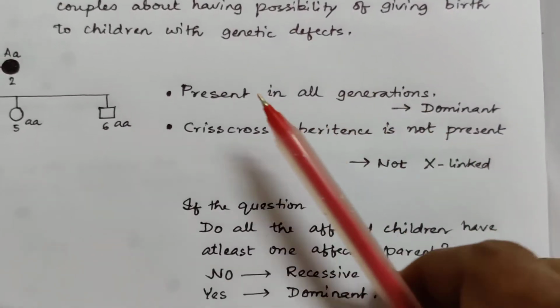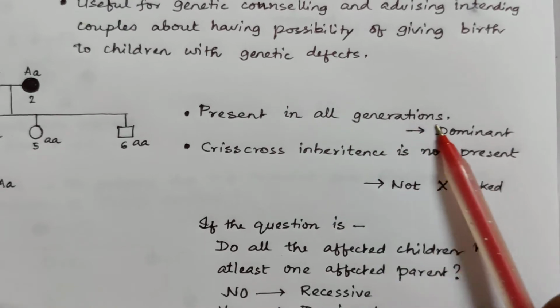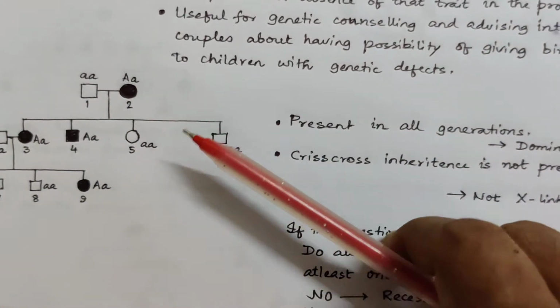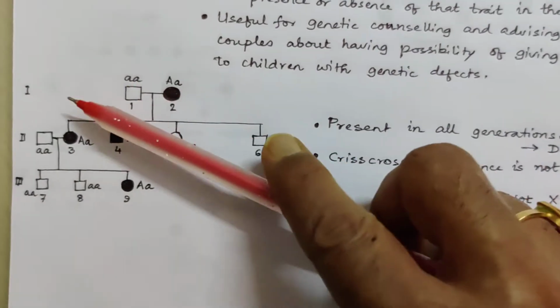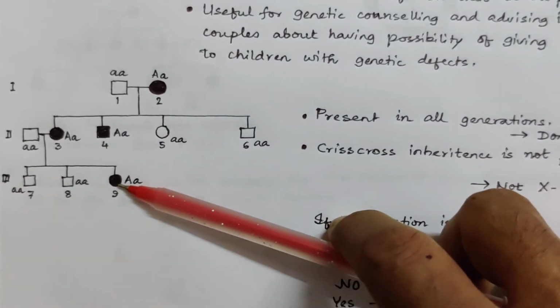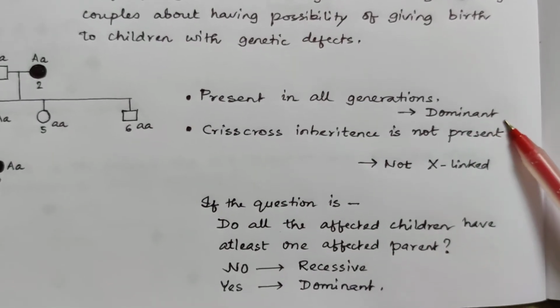Now, the condition is, if the trait is present in all generations, it's a dominant trait. Now see over here, it's present in all generations. Generation 1 also it's present, generation 2 also it's present, generation 3 also it's present. If the trait is present in all the generations, it's known as a dominant trait.